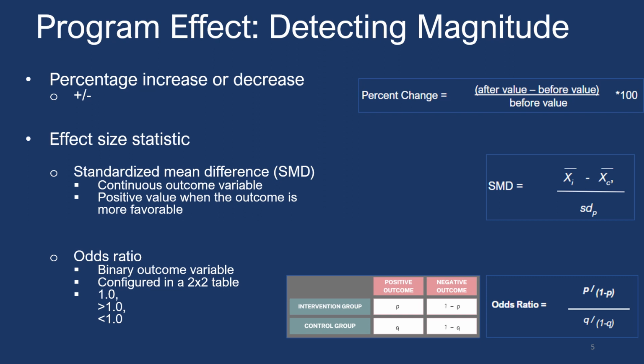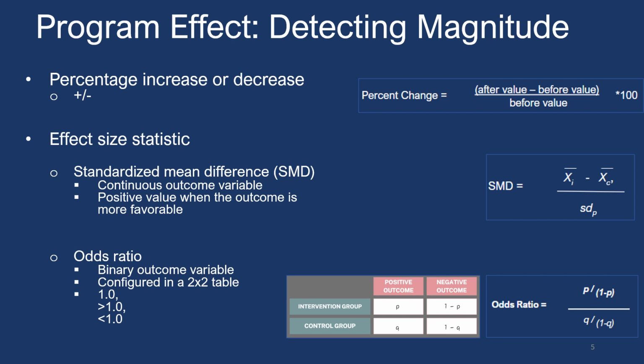The odds ratio are typically presented as proportions in a 2x2 table. In this 2x2 table, which I have on the screen, P represents the proportion of individuals in the intervention group with positive outcome. 1 minus P represents the proportion in the intervention group with a negative outcome. Similarly, Q represents the proportion of individuals in the control group with a positive outcome, and 1 minus Q represents the proportion in the control group with a negative outcome.